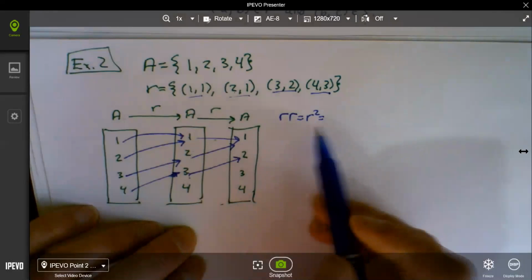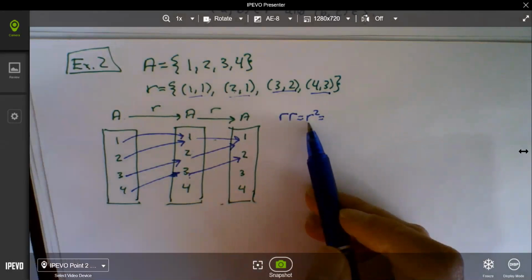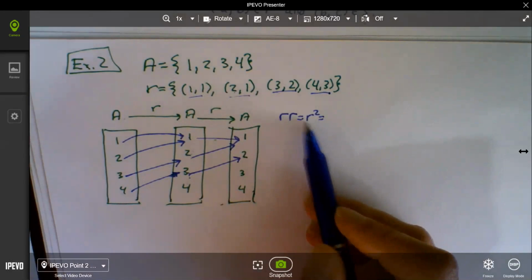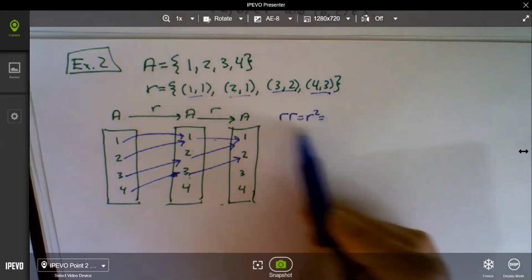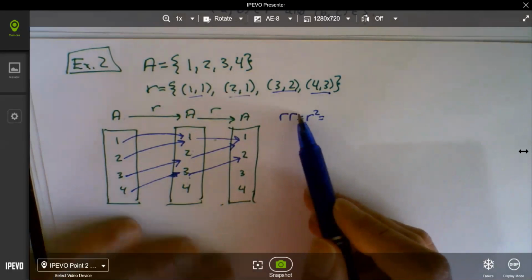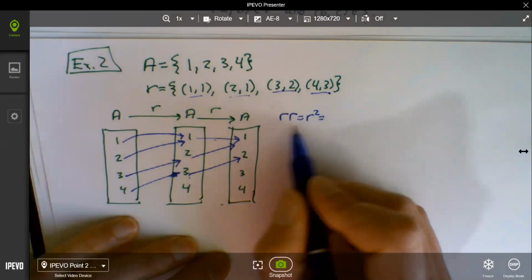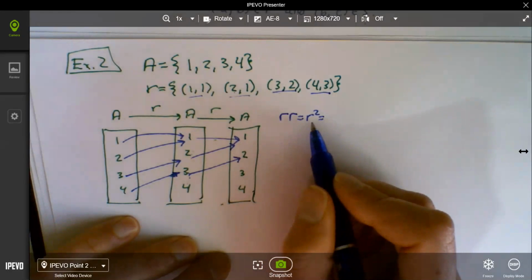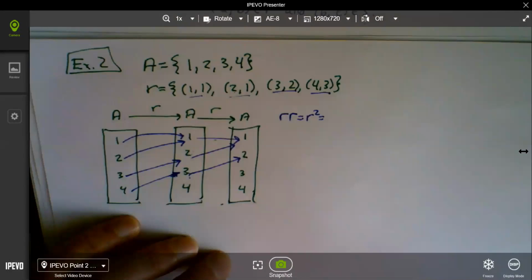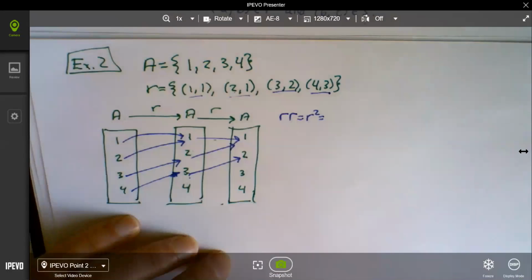And if you know how relations can be set up as matrices, which we did in the last class, and you know some multiplication with matrices, this might even have more relevance to you. But we won't be going over matrix multiplication in this class. But if you know about matrix multiplication, you might see the significance in making this R squared.